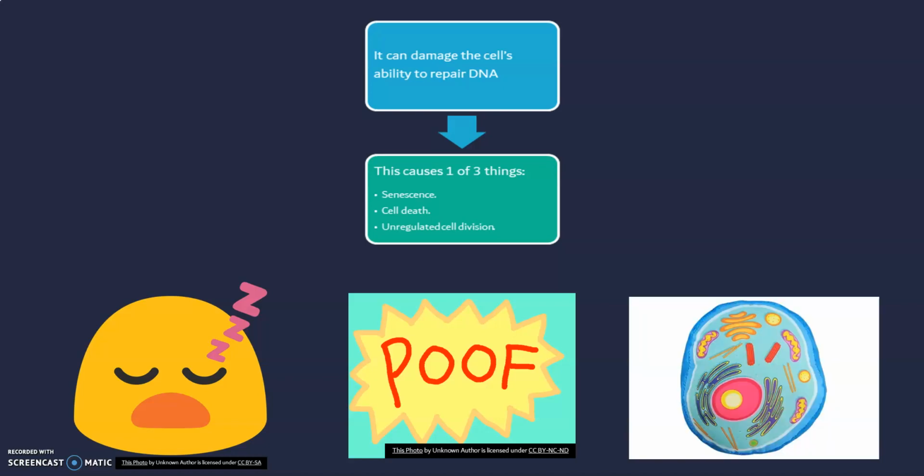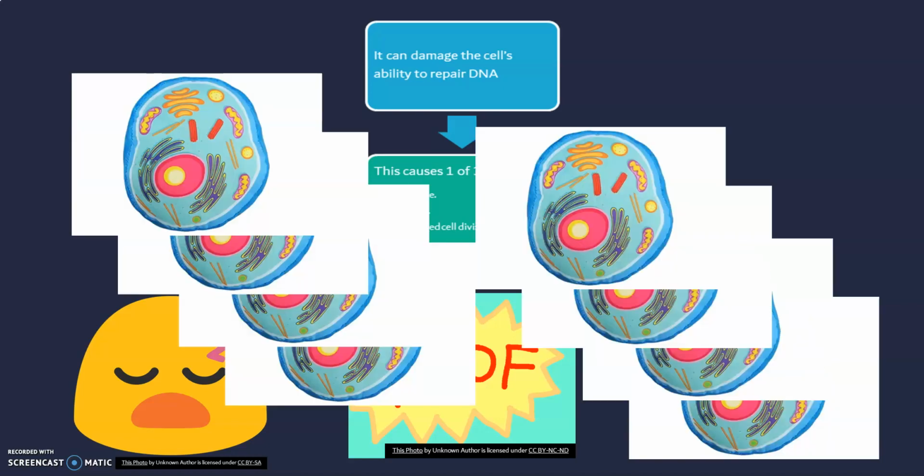And then the third way, which is the most harmful way, is unregulated cell division, which leads to tumors and cancers. And as we can see, it just keeps going and going unless we use radiation again to fight this. So kind of ironic that what causes cancer is also our main way that we fight against it, but that's how it is.